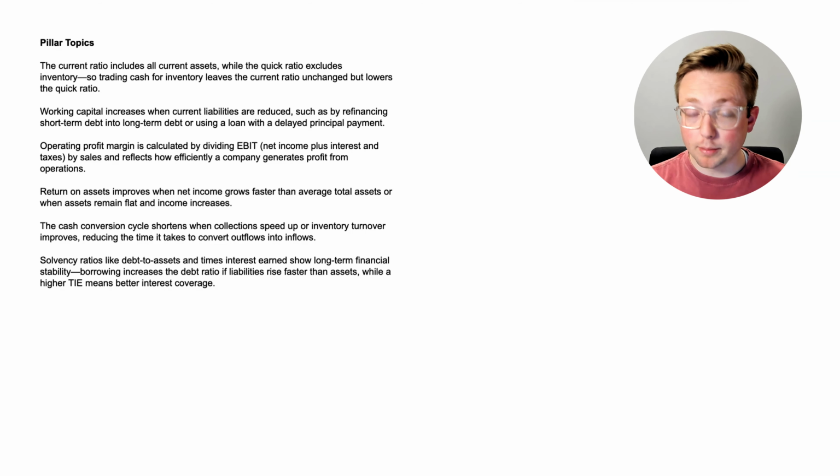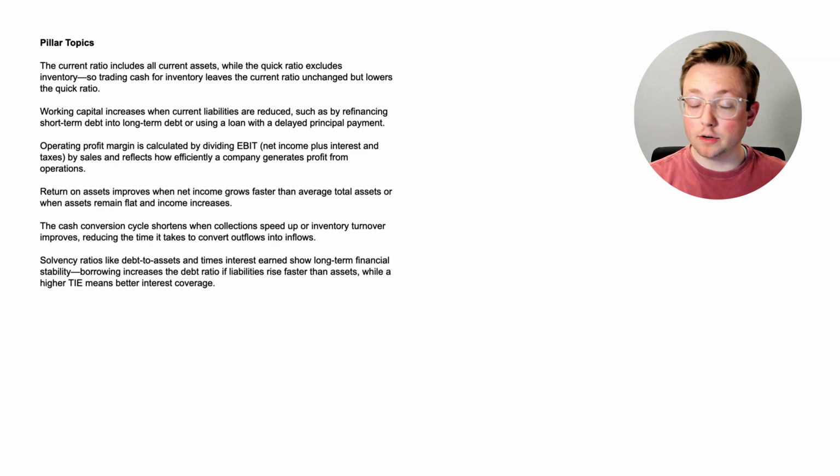Now let's talk about operating profit margin, and that's calculated by dividing EBIT, which is just net income plus interest plus taxes, it's earnings before interest and taxes, by sales and reflects how efficiently a company generates profit from operations. Now let's talk about return on assets. Return on assets improves when net income grows faster than average total assets or when assets remain flat and income increases.